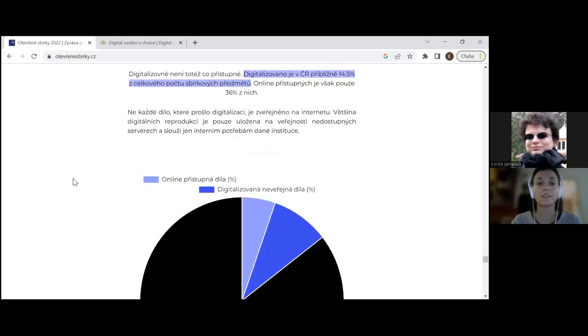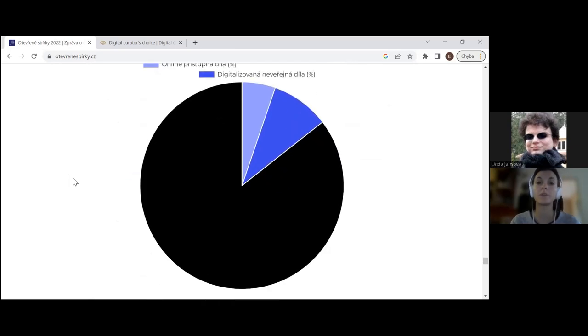So that's why we started to cooperate with Open Collections, with Wikimedia Czech Republic, because we can easily speak and teach institutions about law, about public domain, about the possibilities of using Creative Commons licenses and other things. And also we can help them to be visible on the internet with Wikimedia Commons or Wikidata, and with uploading their digitalized items on the internet.